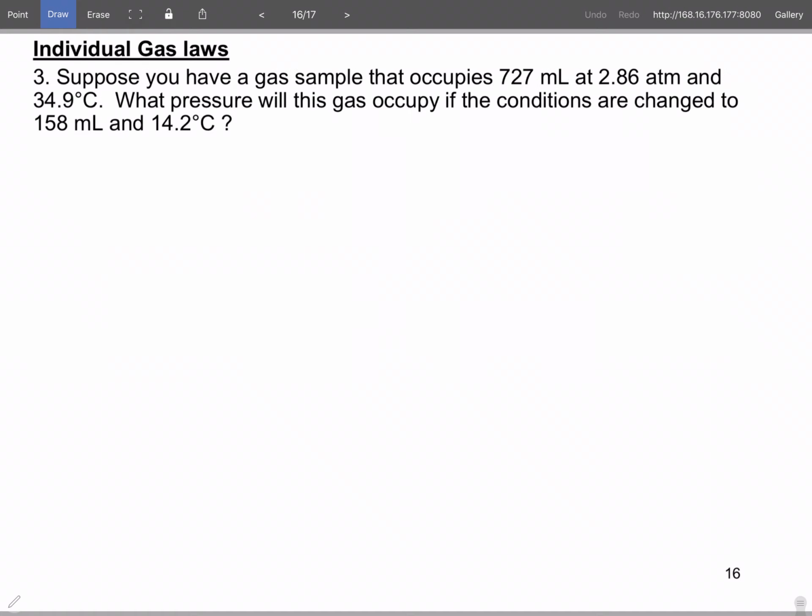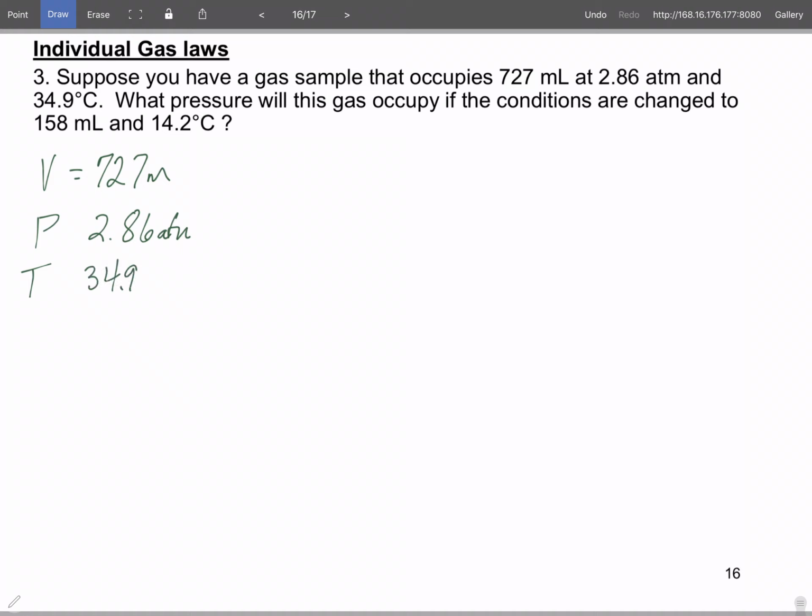All right. Suppose you have a gas sample that occupies 727 milliliters at atmosphere and okay, so our volume is 727 milliliters. Our pressure is 2.86 atmospheres. And our temperature is 34.9, which I can write down.